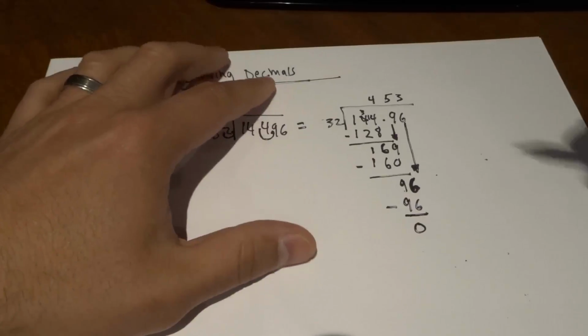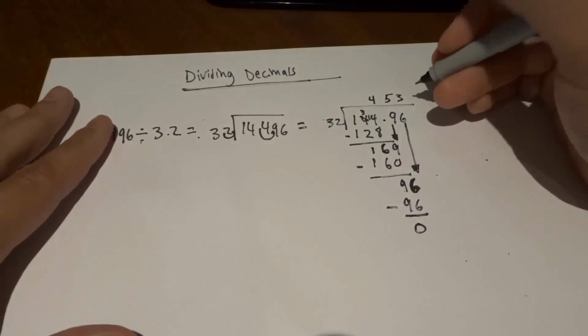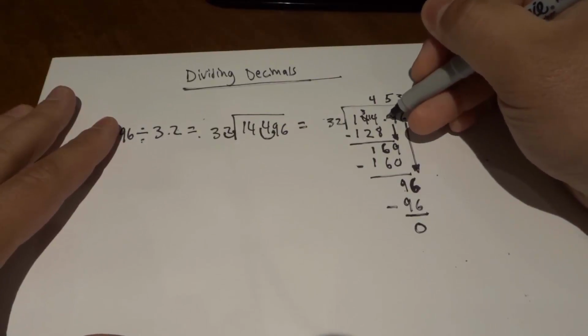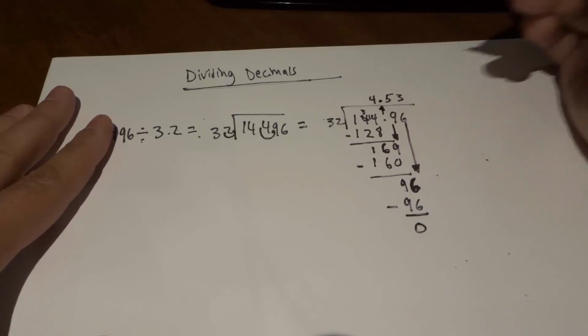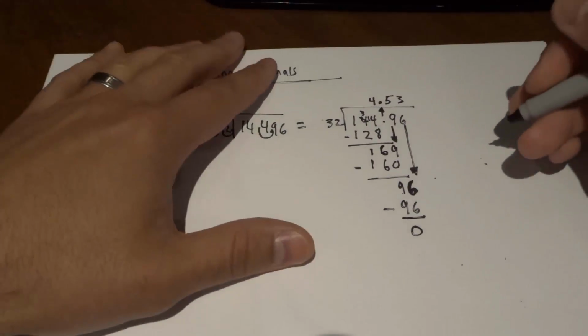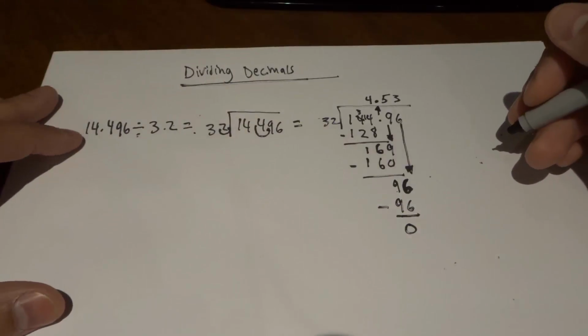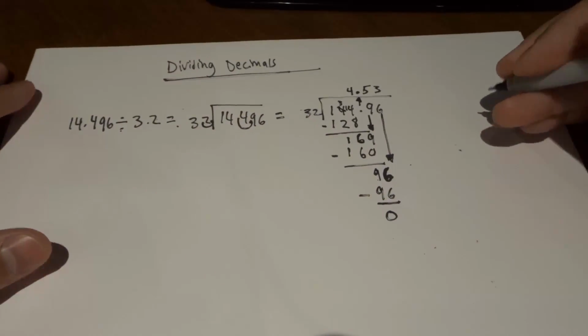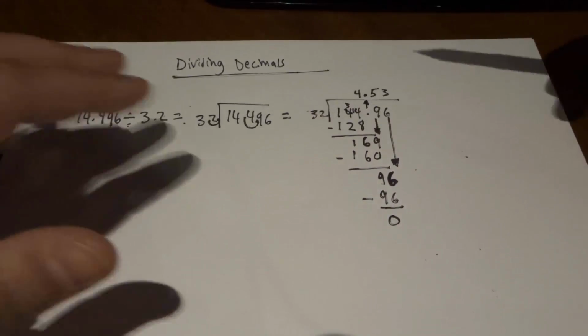Now our answer is not 453 because that would be way too big. So what we need to do is take the decimal and bring it straight up there, just like that. The decimal is going to go right there, and our final answer is 4.53. Very simple and straightforward. It's so simple and so easy. As long as you get rid of the decimal on the outside number, it just makes it easier to work with.